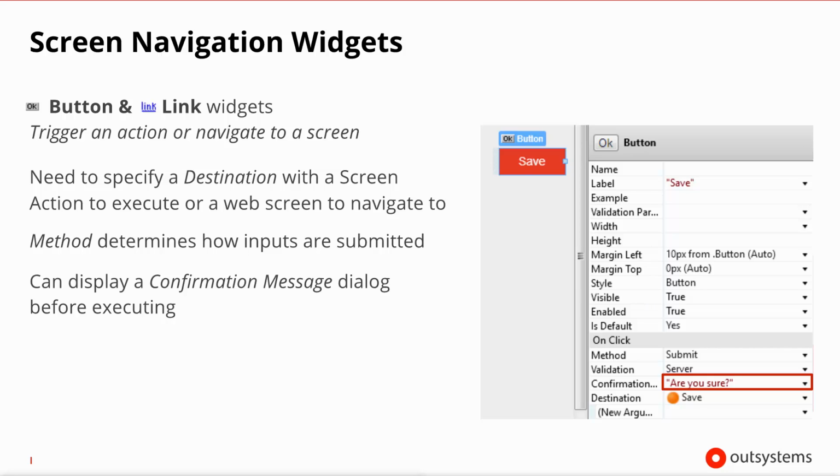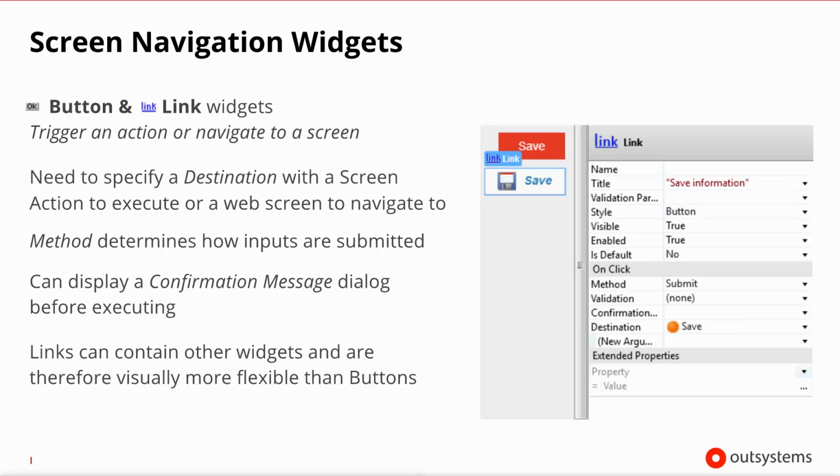Mechanically speaking, buttons and links work much the same way, but since the link is actually more flexible in terms of what it can contain, it might be preferable to use in modern applications because, for example, you can inject an icon into it.